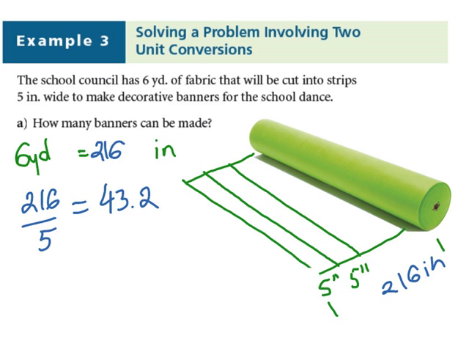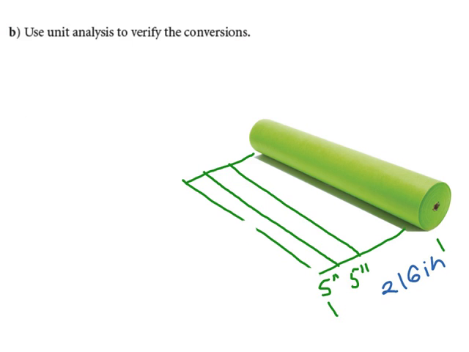The next part of this question is to verify that indeed it is 216 inches in 6 yards. So how do we convert, for unit conversion or unit analysis, 6 yards to inches? To help us along, let's repeat the ratios. So 1 foot is exactly 12 inches, and also 3 feet is exactly 1 yard.